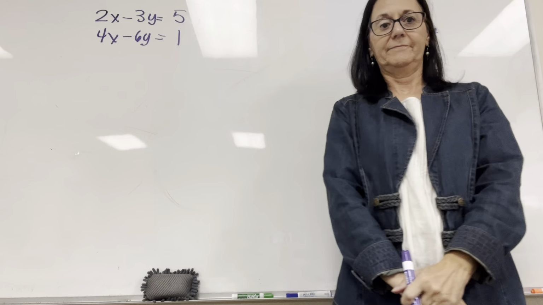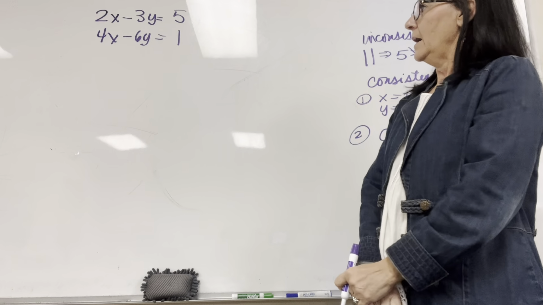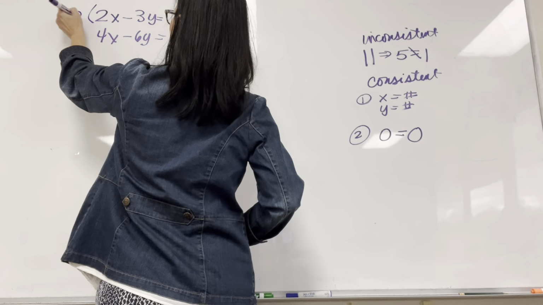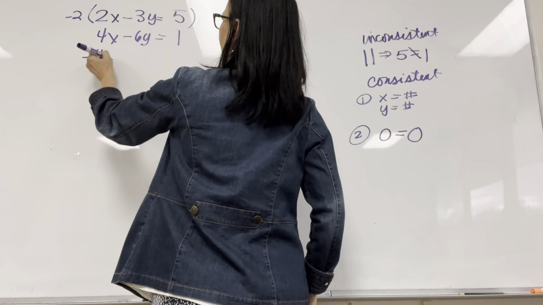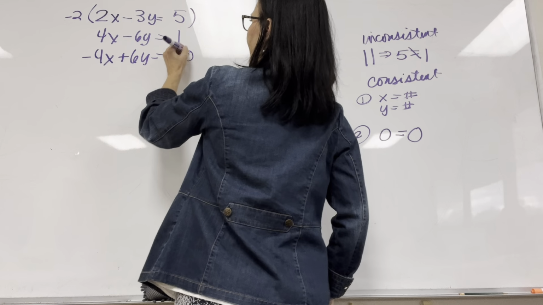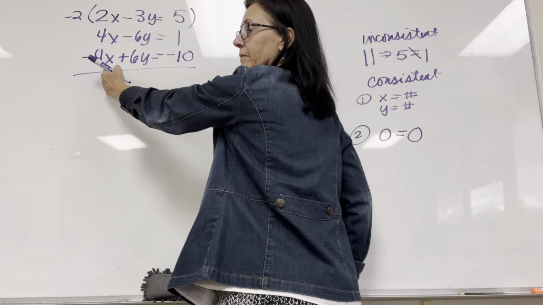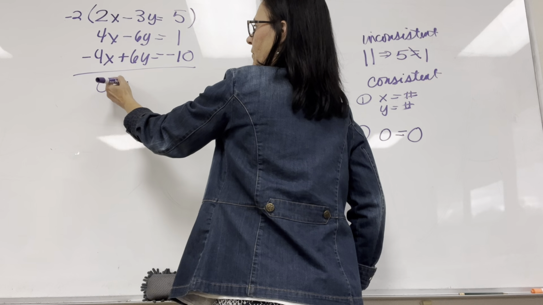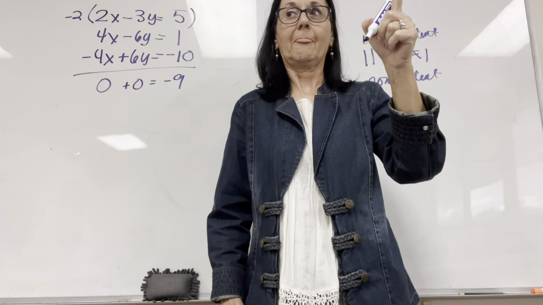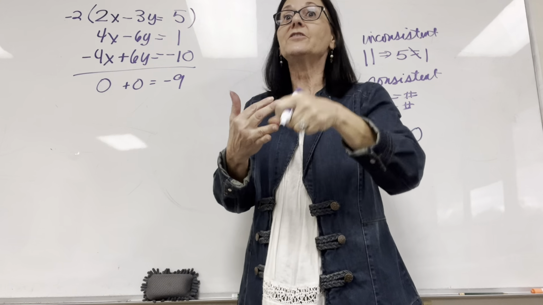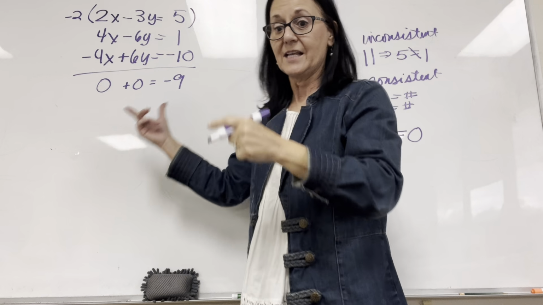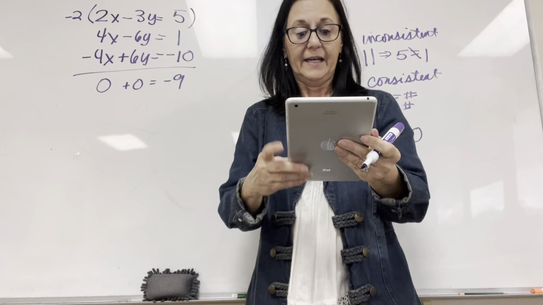Eliminate. What would you eliminate? Multiply the top one by negative 2. So I end up with negative 4x plus 6y equals negative 10. What do I have here? 0. It's inconsistent. What does that mean? They're parallel. They never intersect. This is how you recognize something that is inconsistent.